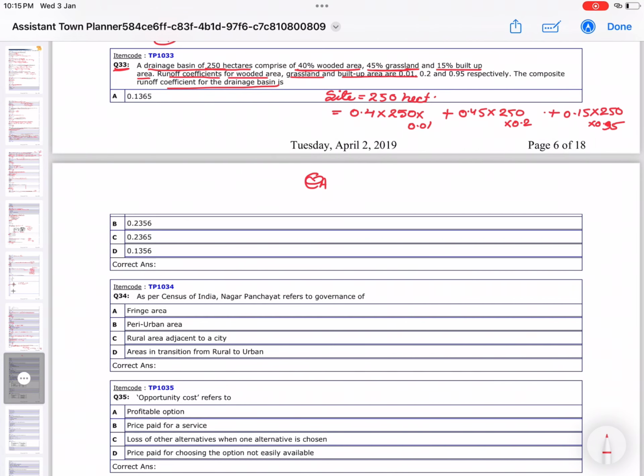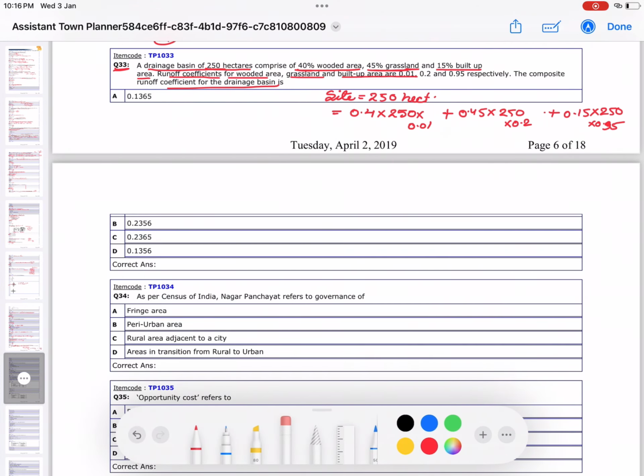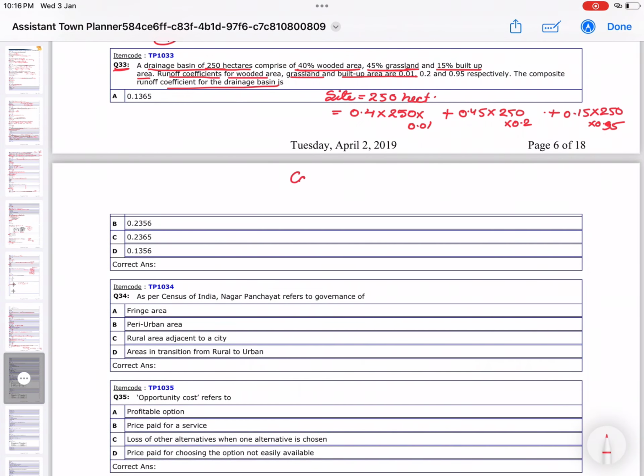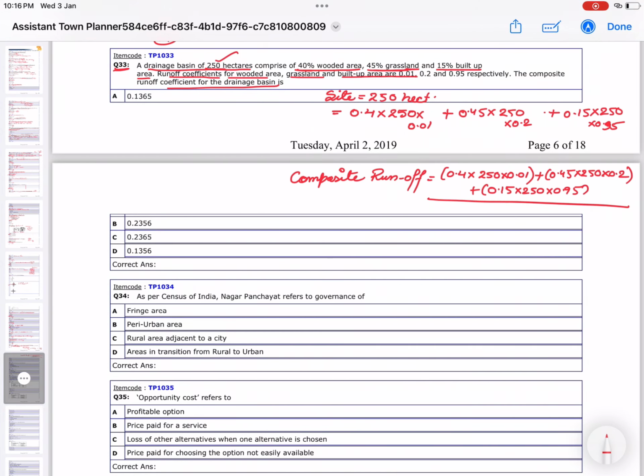So composite runoff equals 0.4 into 250 into 0.01, plus 0.45 into 250 into 0.2, plus 0.15 into 250 into 0.95, whole total upon 250.